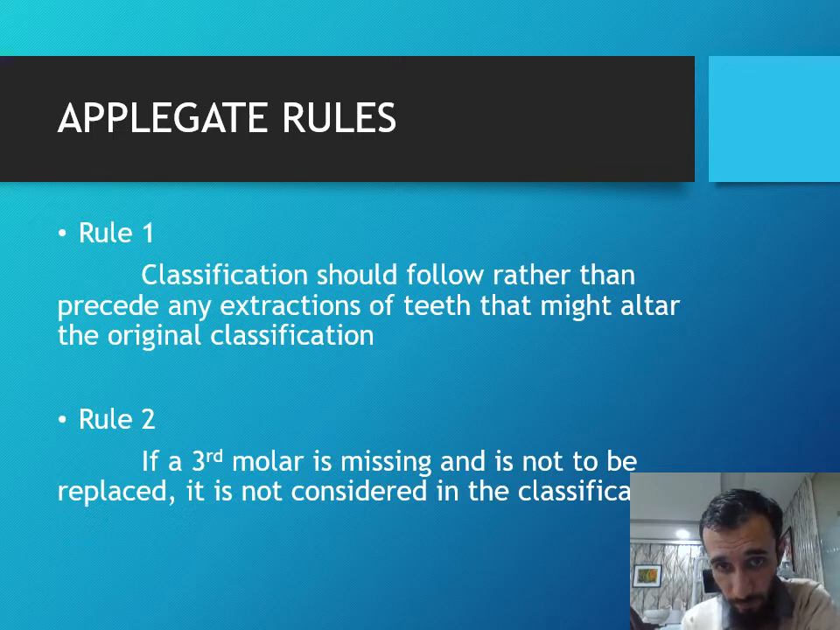So suppose you have first and second molar missing, and the third molar is present but is being planned to be extracted. Then the arch would not be a Kennedy's class 3, rather it should be classified as Kennedy's class 2, because the third molar would in any case be extracted and the arch would later on be reclassified. So it's better to classify it according to the treatment plan that was finalized for it.